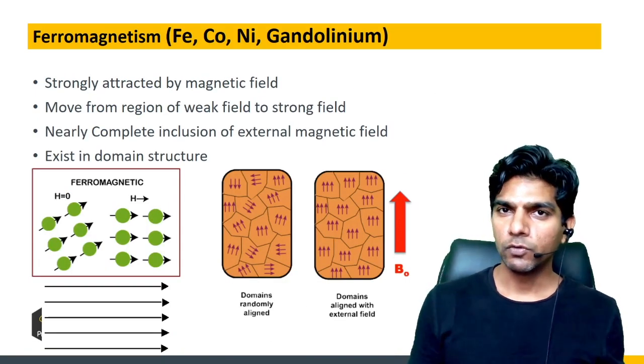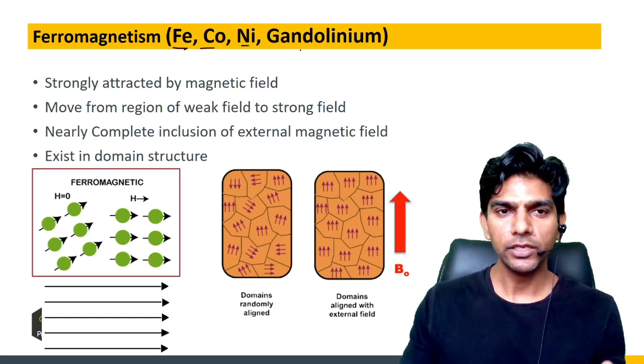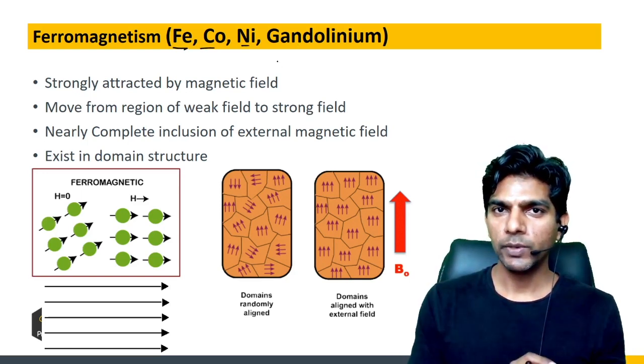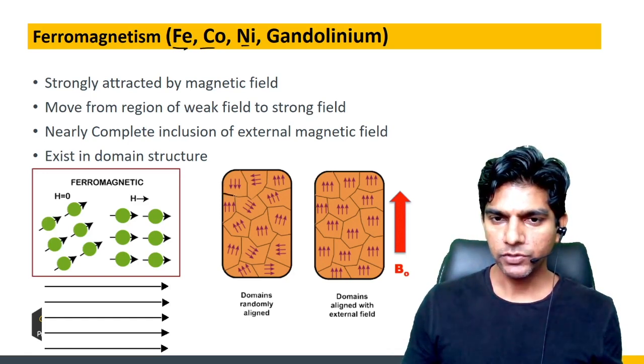Now let us see what are ferromagnetic materials. These are the examples: iron, cobalt, nickel, gadolinium, right? All these are ferromagnetic materials. And what happens in ferromagnetic materials? In this we have domain structure. So these are individual domains, right?